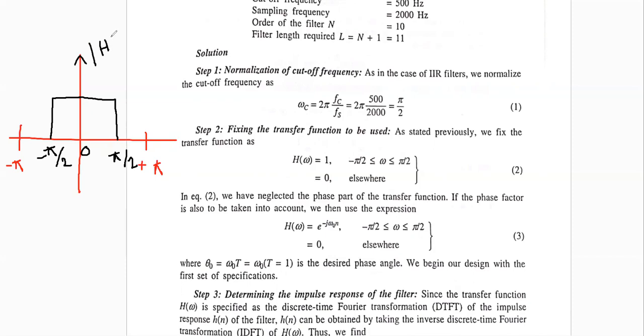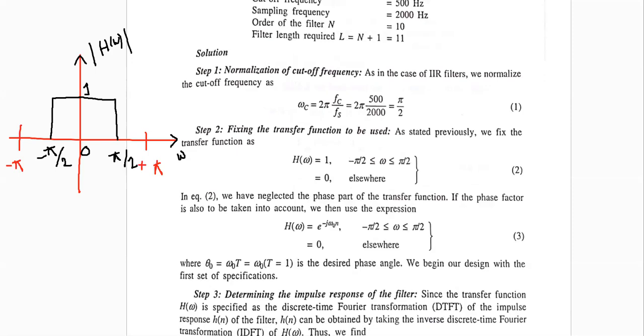So H(omega): for this value, the amplitude is equal to 1, and for this value, the amplitude is equal to 0. And this axis is the omega axis, and here this is 0. This graph is represented by this mathematical equation: H(omega) is equal to 1 for minus pi by 2 to plus pi by 2, and elsewhere it is 0.